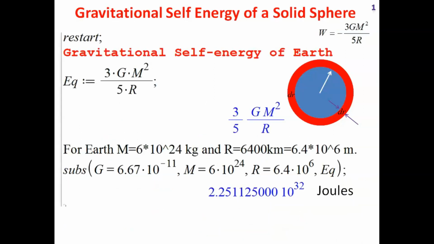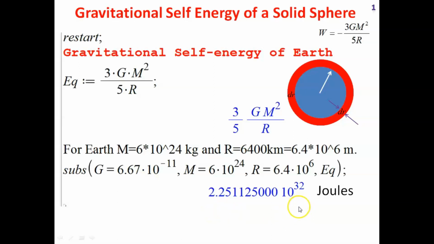Now using this formula we can find gravitational self energy of Earth. We can substitute M equal to 6 into 10 power 24 kg and R equal to 6400 kilometers, converted into meters. Substituting the value of G, we can obtain that gravitational self energy of Earth is 2.25 into 10 power 32 joules.